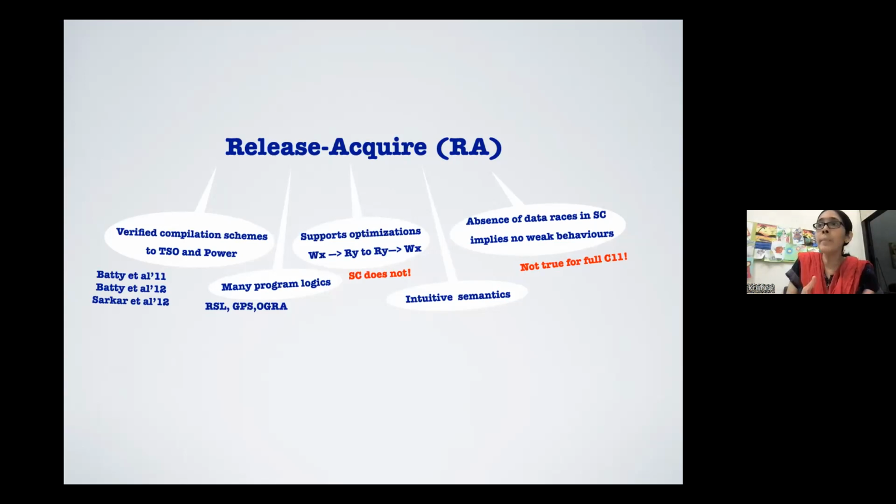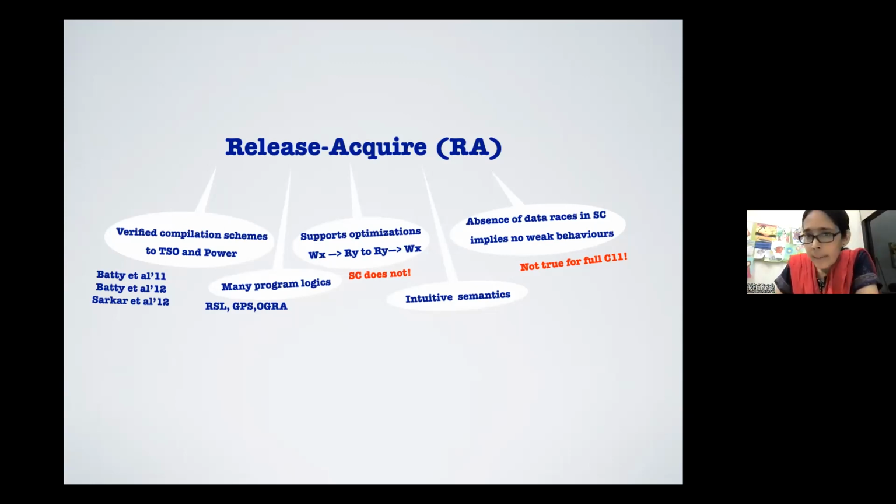And the weak memory exhibiting at the level of programming languages for release acquire. So now if you want to understand this chemistry between weak memory at the programming language level and weak memory at the architecture level, there has been some work where you can compile a program under release acquire so that it runs on a TSO machine or a power machine. So that is some work which is already there.